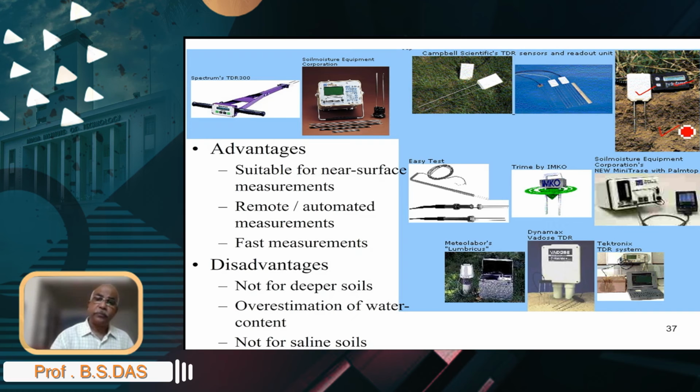Okay, anything which comes close in accuracy to the standard gravimetric method is the time domain reflectometry, but they are still a very expensive approach, like the neutron probes.